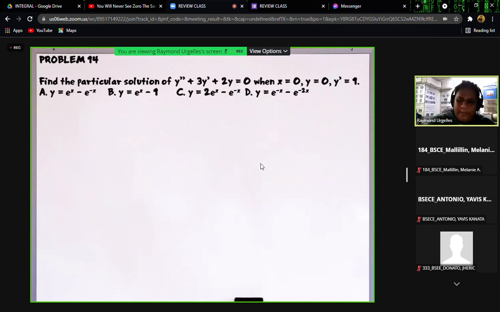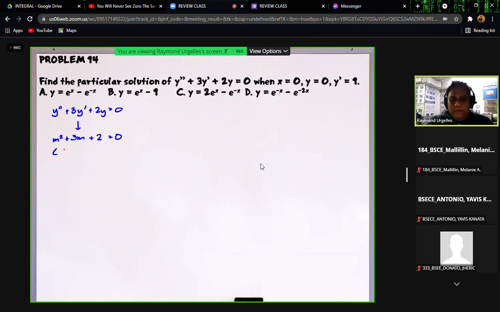Here, we need the particular solution. Starting from y double prime, the second derivative, then this is the first derivative, then this is our function, the zeroth derivative. So when we transfer this to the characteristic equation, this will be m squared plus 3m plus 2 equals 0.